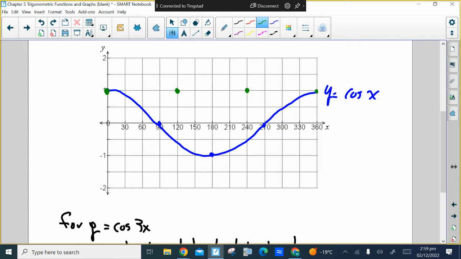Again, because our scale is in 30 degrees, and that's our critical points, it's going to be quite easy to do the rest of this. After you start at the maximum, the next critical point is in the middle. Then a minimum. Back to the middle, end at the maximum. And this pattern continues every 30 degrees.